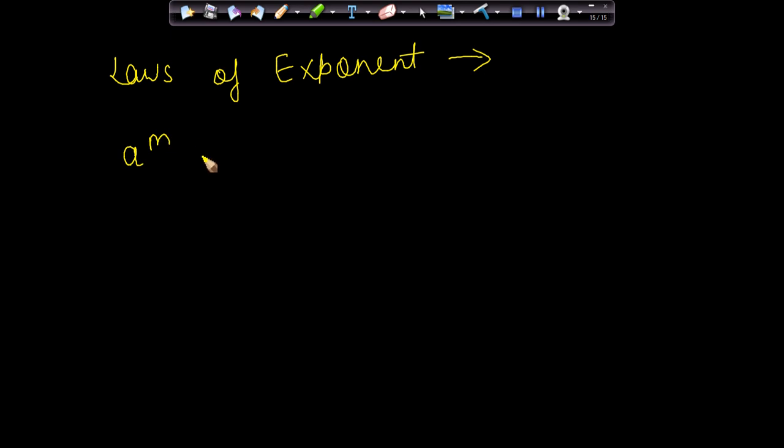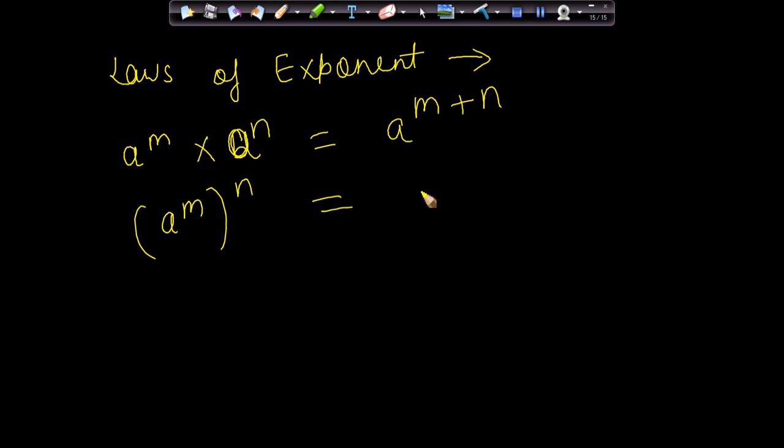Next thing is laws of exponents. a to the power m into a to the power n is equal to a to the power m plus n. (a to the power m) to the power n is the same as (a to the power n) to the power m, or a to the power mn.